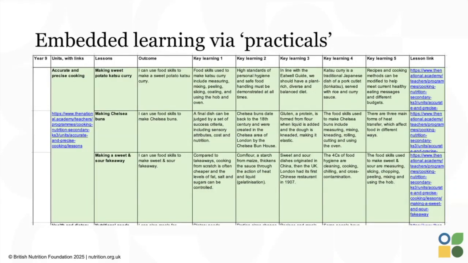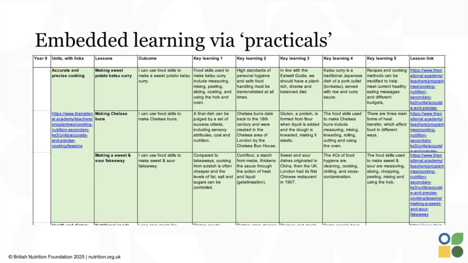We've also made sure that we've embedded learning in the practical lessons. So out of the 12 lessons for each year, 8 of them are practical lessons. And I've put the word practicals in sort of inverted commas, because what we've also done is to make sure that there is key learning also embedded into these practicals. So if I just look at the top one here as an example of making a sweet potato katsu curry, you can see here one of the key learning, yes, is around the food skills, but also there's key learning around personal hygiene and safe food handling.